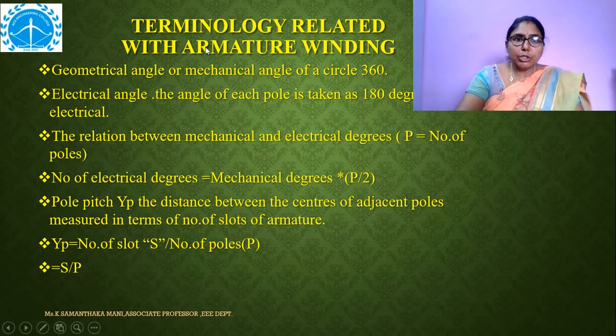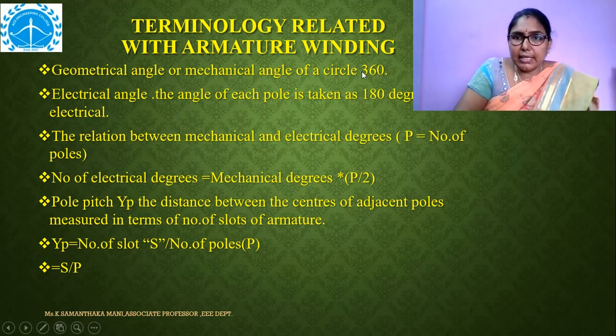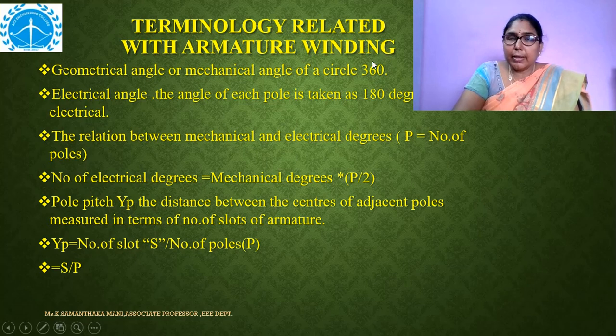There is a geometrical angle, which is also called a mechanical angle, of a circle, nothing but 360 degrees. But there is a difference between electrical degrees and mechanical degrees. Then what is an electrical degree? Each pole pair is taken as 360 electrical degrees, so each pole is 180 degrees electrical. The relation between electrical degrees and mechanical degrees is given by the formula: electrical degrees equals mechanical degrees into P by 2, where P stands for the number of poles.